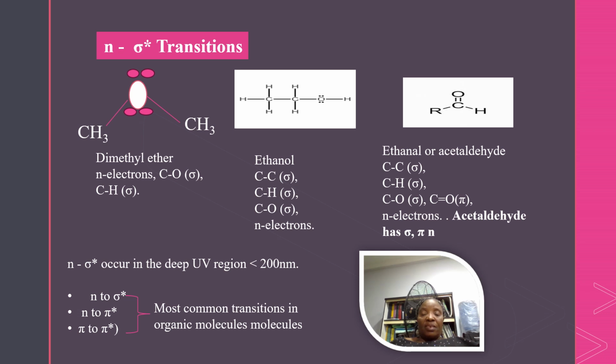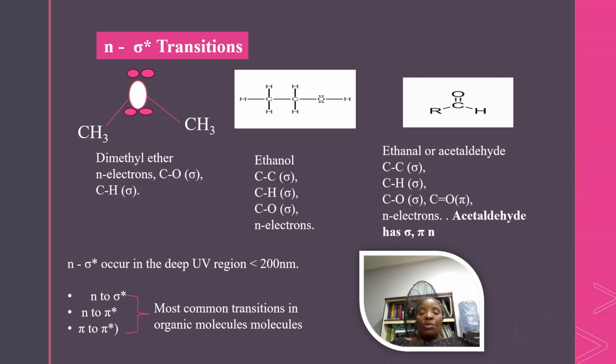Another example is ethanol, as shown. The ethanol will have the carbon-carbon sigma bond. We will have the carbon-hydrogen sigma bond. We have the carbon-oxygen sigma bond. And then we will have the n electrons because of the lone pairs of electrons there.